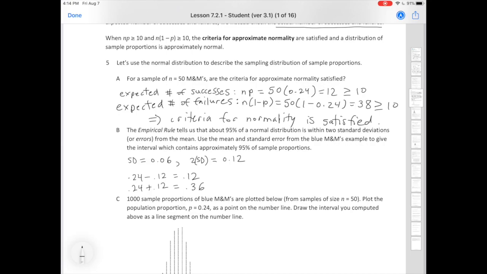Okay. So this is the interval that we're talking about. We're going from 0.12 until 0.36. What does this mean? This means that 95% of the time, the answer that we select from a random sample is going to sit in between those two. Okay, and that's what that means.